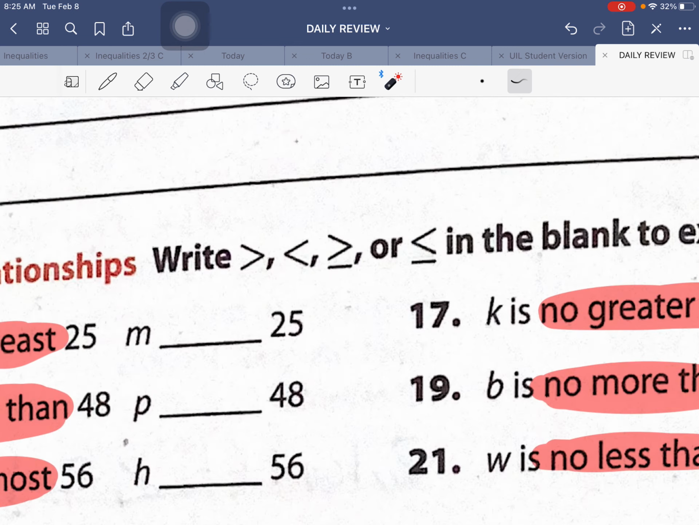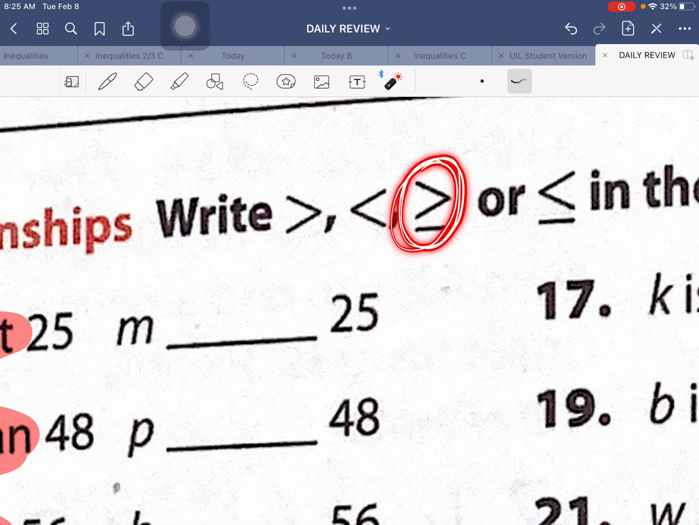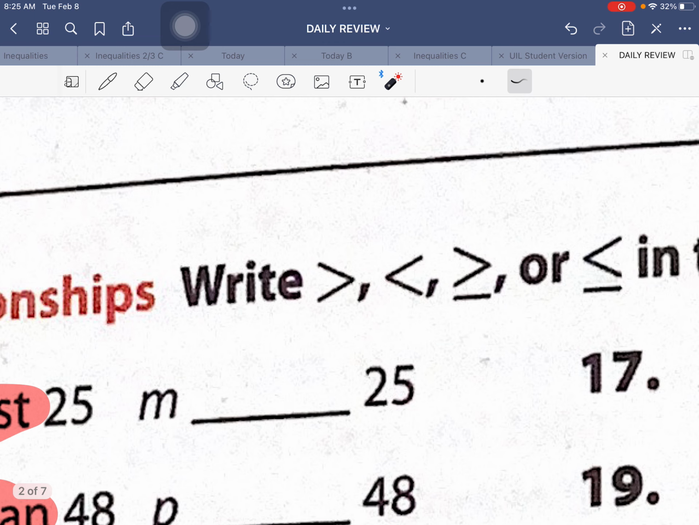All right, let me point at one and you tell me what it is. What is this one? Greater than, less than. What is this one? Greater than. The first one. Greater than. What is the second one? Less than. What is the third one? Greater than or equal to. Greater than or what? Equal to. That little line, guys, in the bottom, that means equal to.